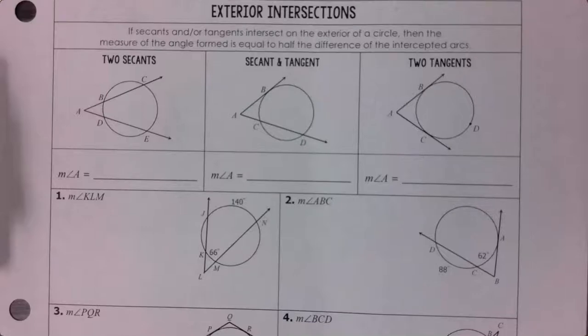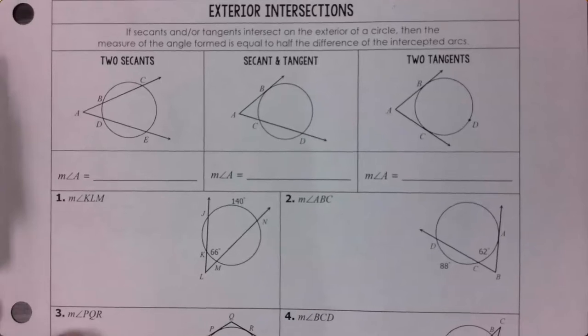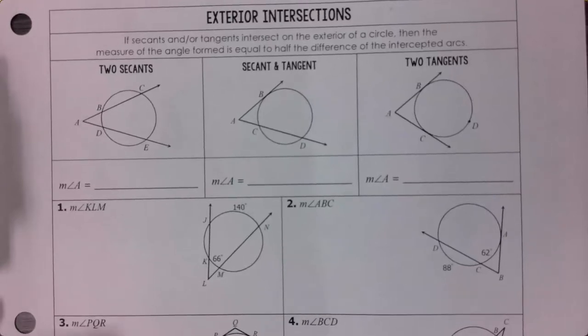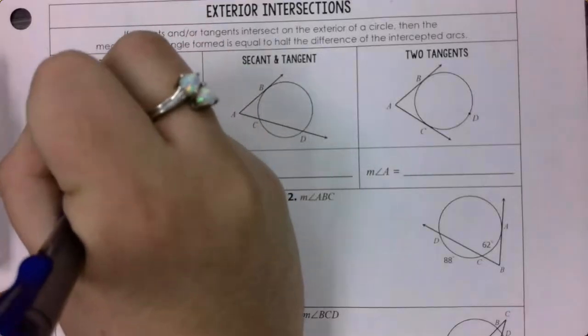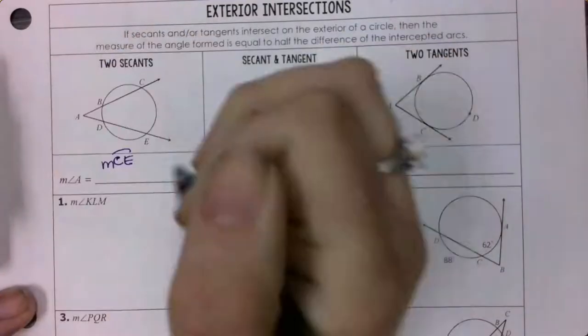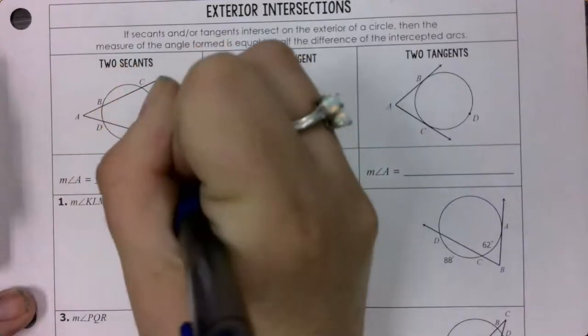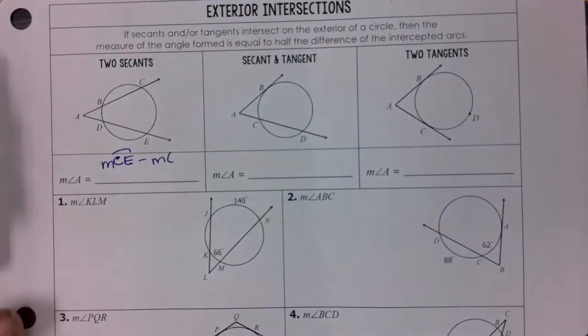Okay, so today we are going to talk about exterior line intersections. If secants and/or tangents intersect on the exterior of the circle, then the measure of the angle formed is equal to half the difference of the intercepted arcs. So, if I take a look at the first one with the two secants, the measure of angle A is going to be the measure of arc CE minus the measure of arc BD.